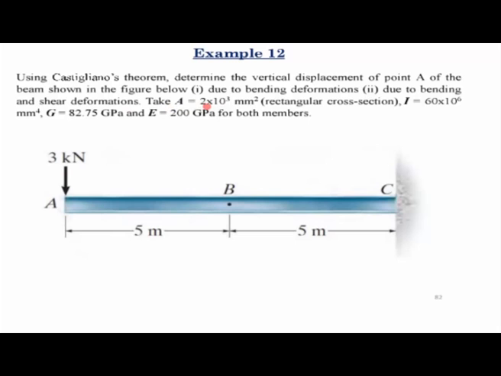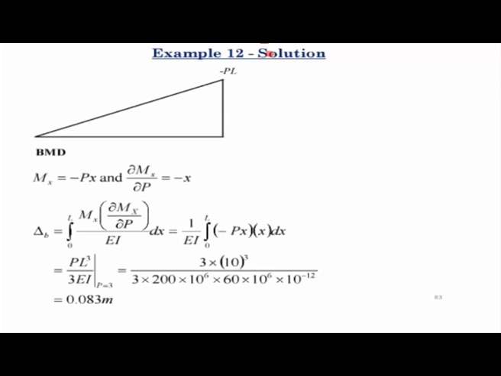So the cross section of the beam is given. It is mentioned that it is a rectangular cross section. The moment of inertia, shear modulus, and modulus of elasticity of the beam are also given. So that is the bending moment diagram due to the applied load.